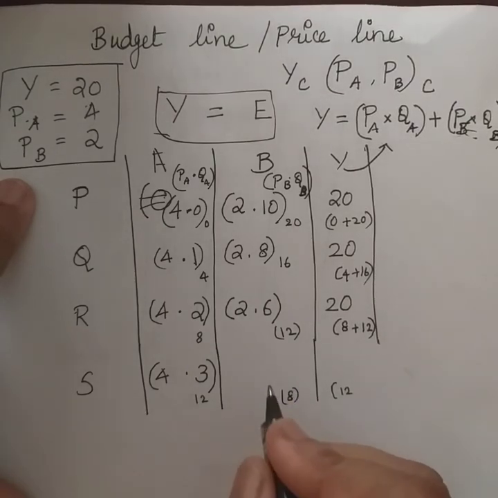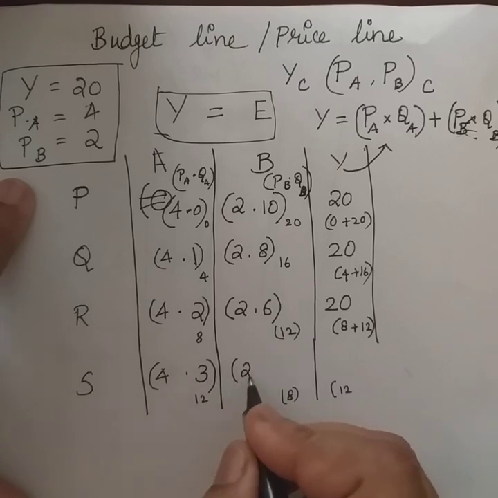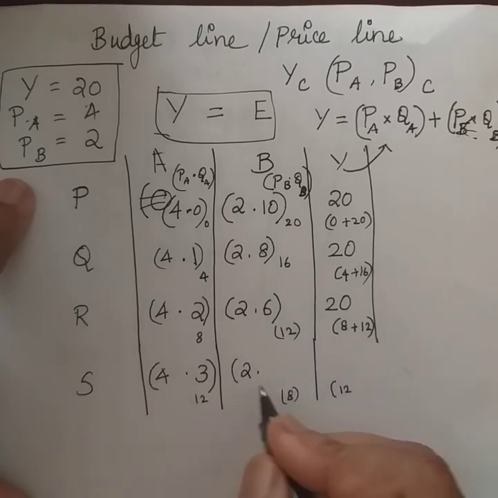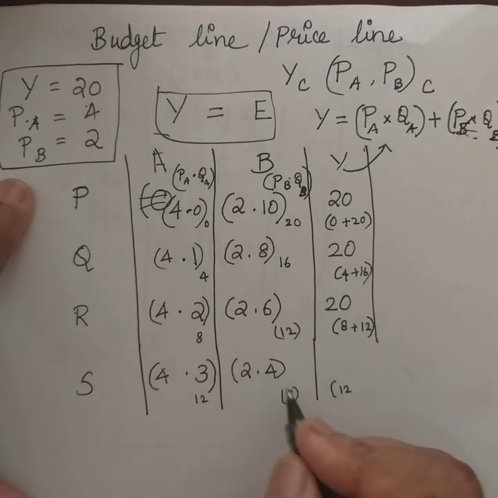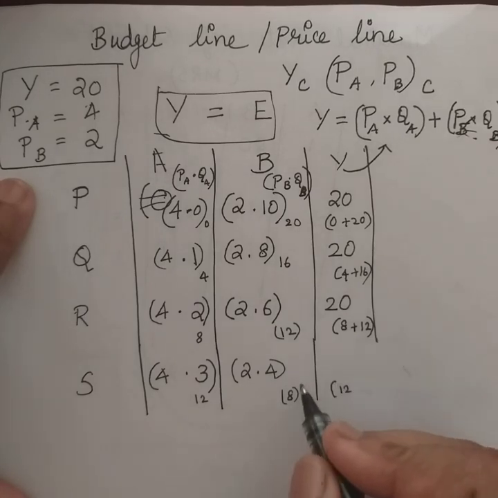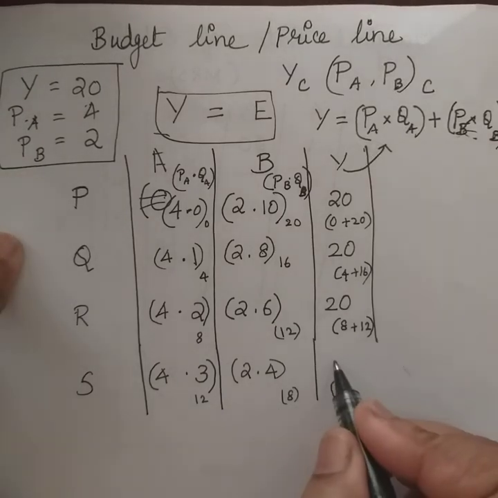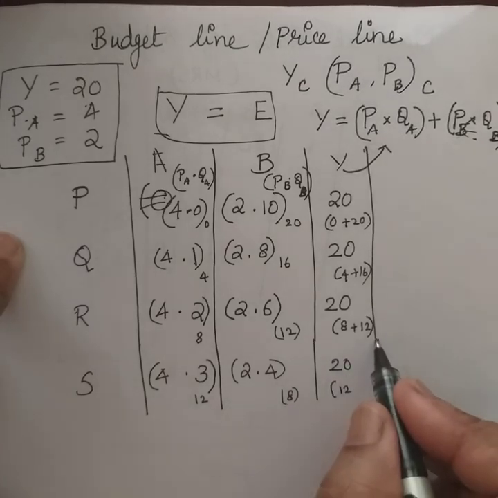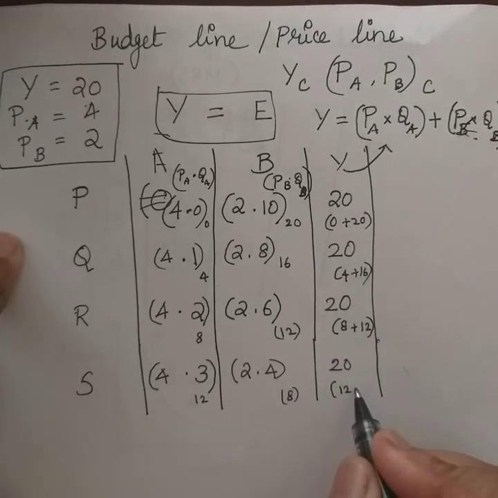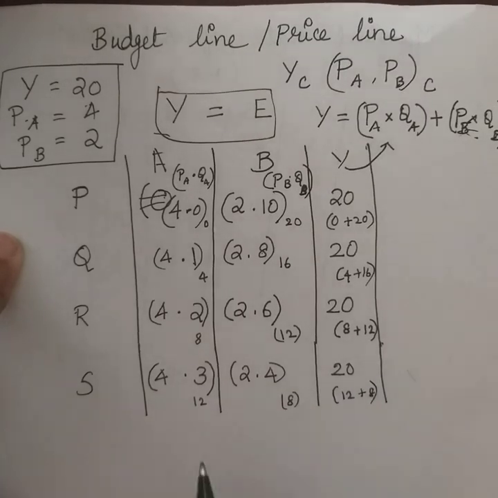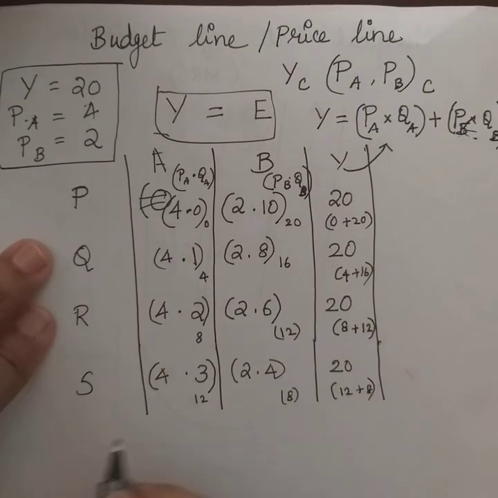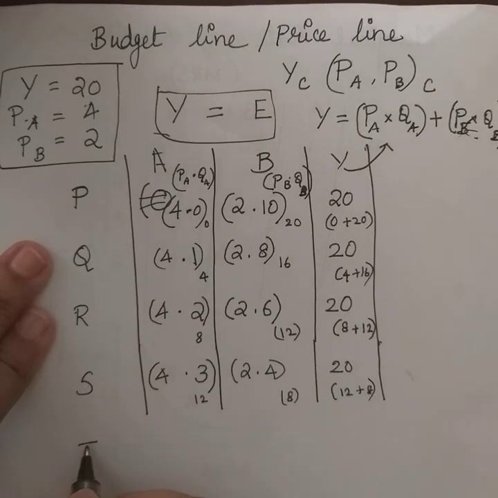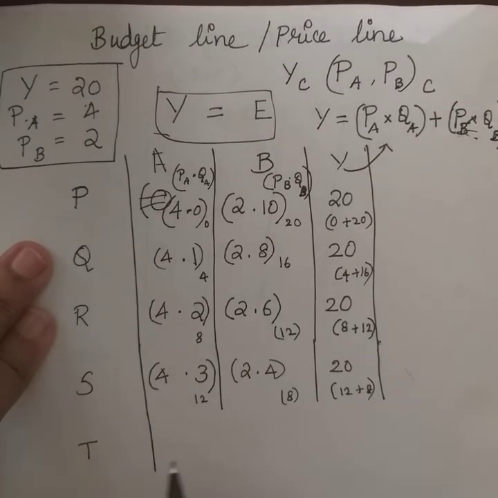The price over here again remains the same. So how many can be bought? 4 units can be bought. 4 into 2, 8. So once more, 12 plus 8, that would be 20. That is, the total expenditure is equal to the total money income. 12 plus 8.